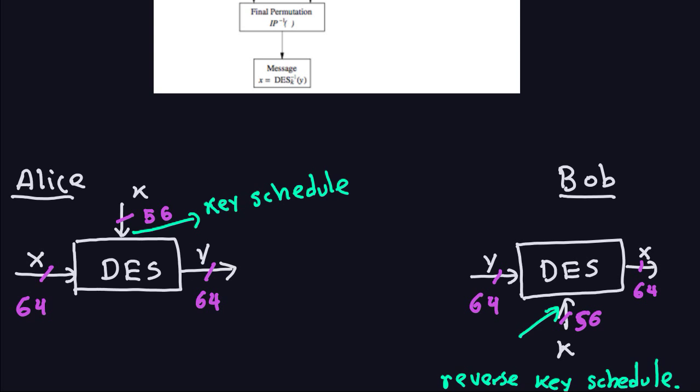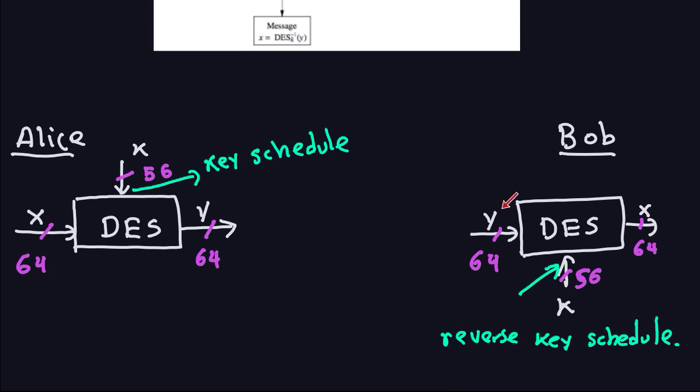Now the ciphertext, of course, Alice is going to send to Bob, and what Bob has to do is put this 64-bit block, which is the ciphertext, into DES. The only thing Bob has to do is reverse the key schedule. So they have already agreed on a key.